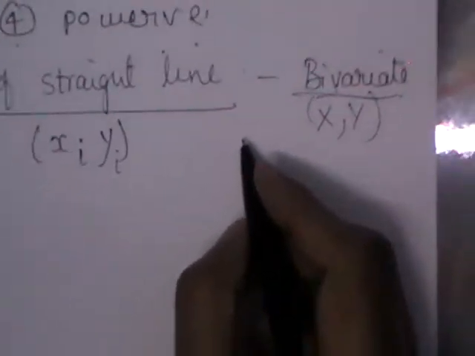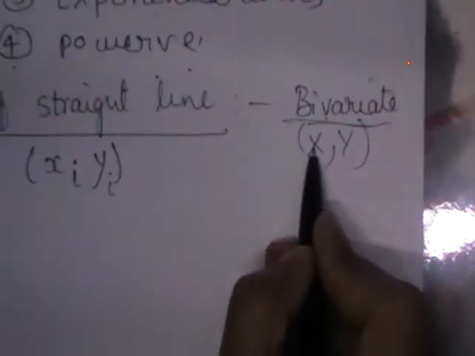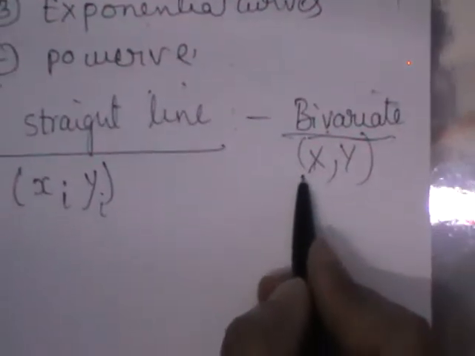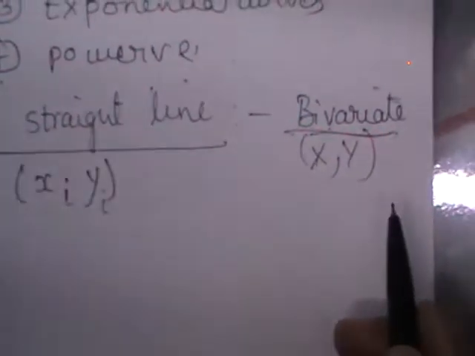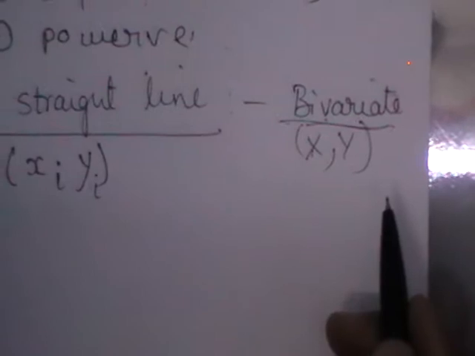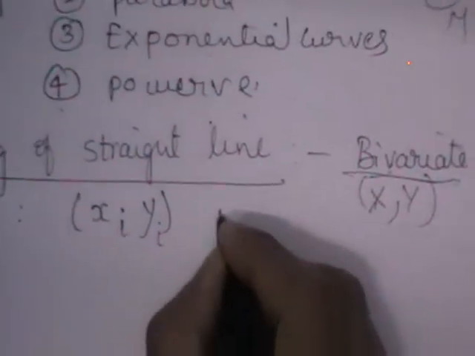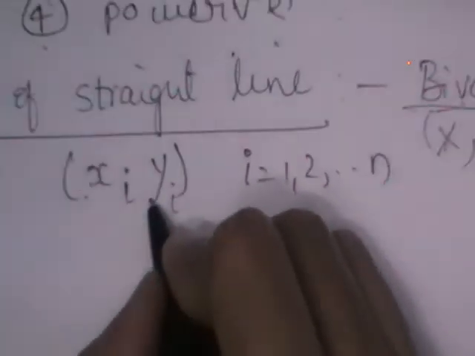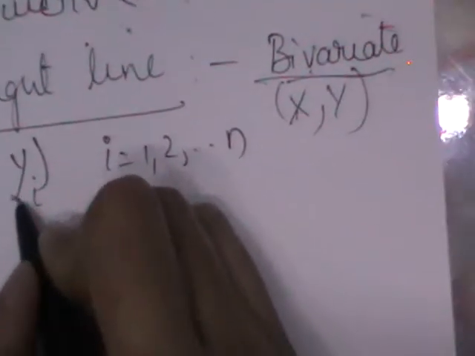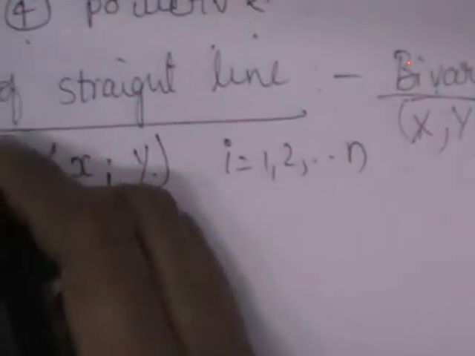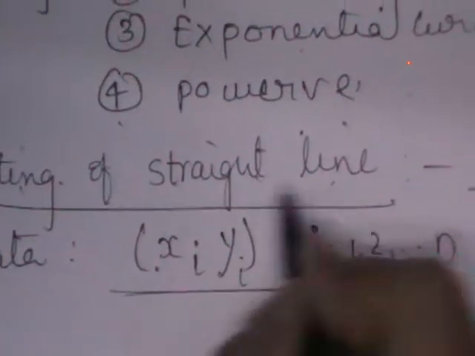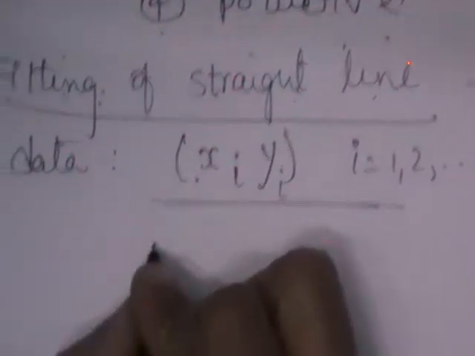One more point: we will always have paired data. What do you mean by pairing? Equal number of observations on x comma y. If we are given 10 observations on x, the corresponding 10 observations are also there in the y column. So let x comma y be the data collected on two variables x comma y. After specifying this, you should write which curve we are going to fit. We are going to fit the straight line.